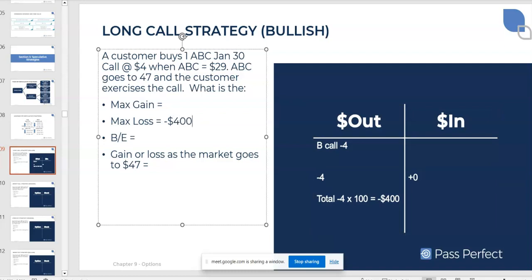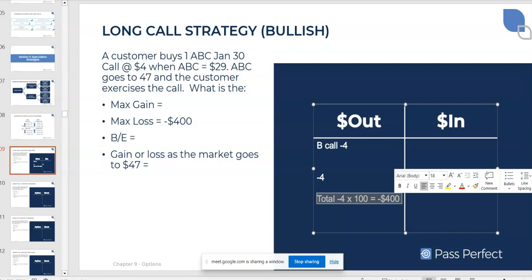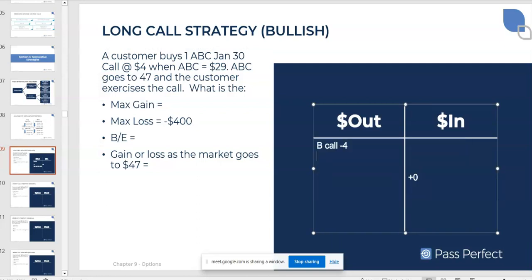Now, what's the maximum gain on this transaction? Well, the customer bought this option for $30, hoping that ABC is above $30 when it expires. Let's assume for example that it is. So we're going to exercise our call, because it says the customer exercised the call, which means they use their right to buy 100 shares of ABC at $30. So let's go ahead and buy ABC for $30.